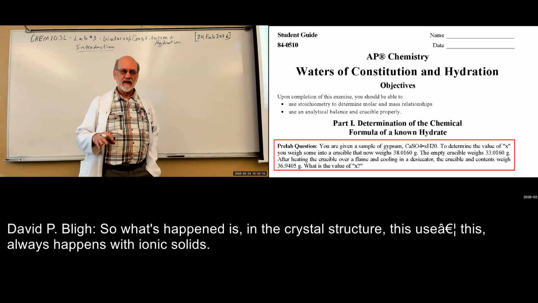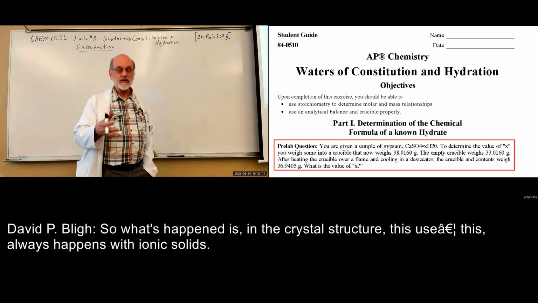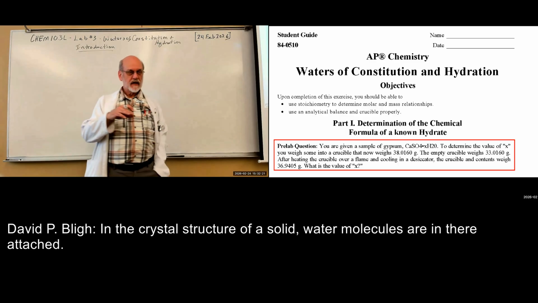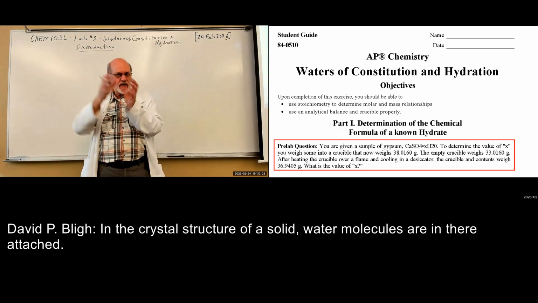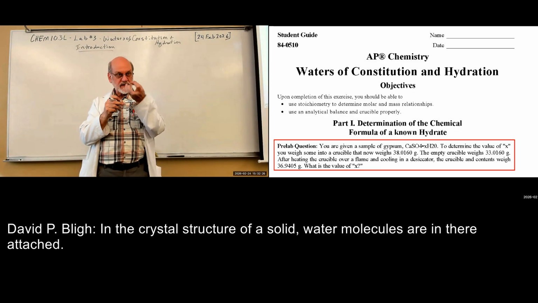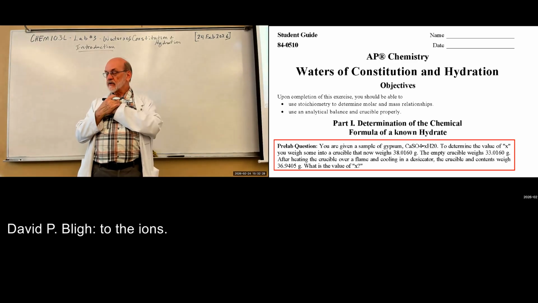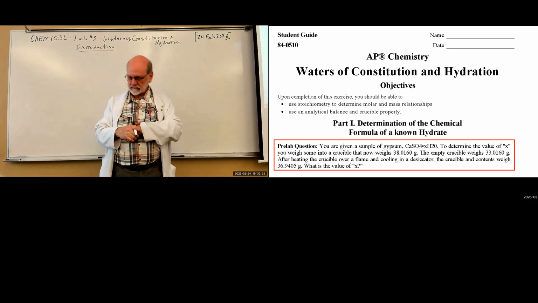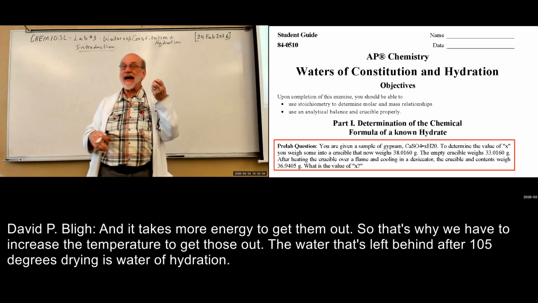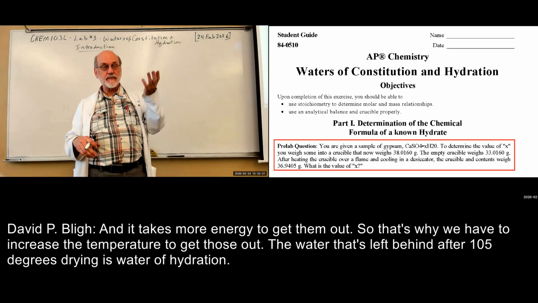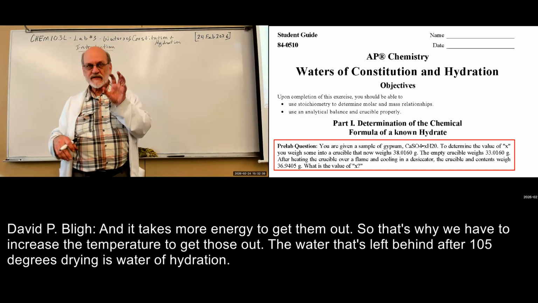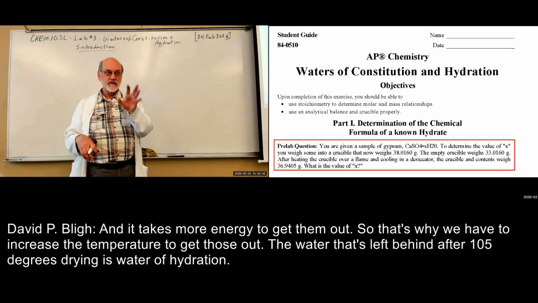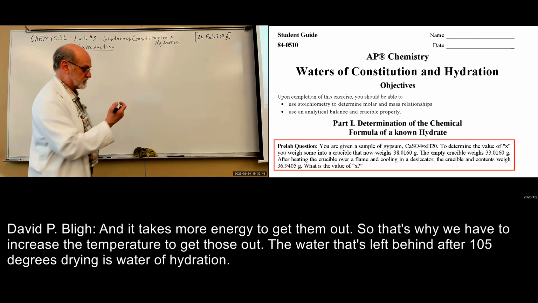So what's happened is in the crystal structure, this always happens with ionic solids. In the crystal structure of the solid, water molecules are in there attached to the ions in that lattice. And it takes more energy to get them out. So that's why we have to increase the temperature to get those out. The water that's left behind after 105 degrees drying is water of hydration.